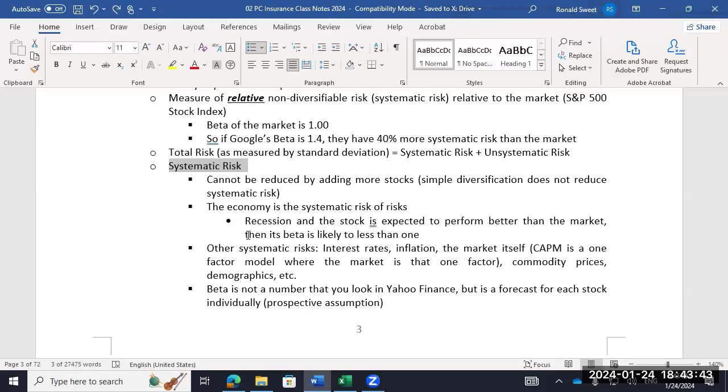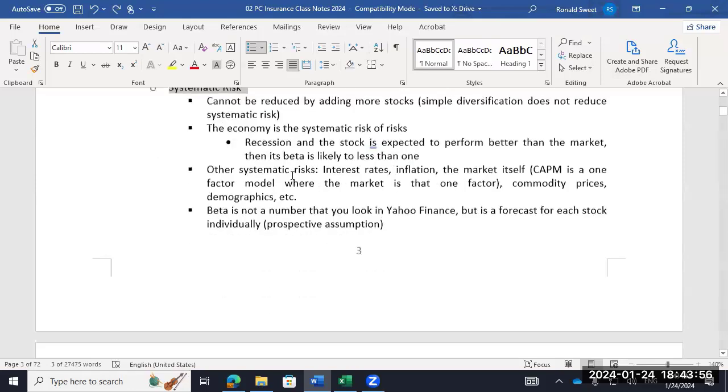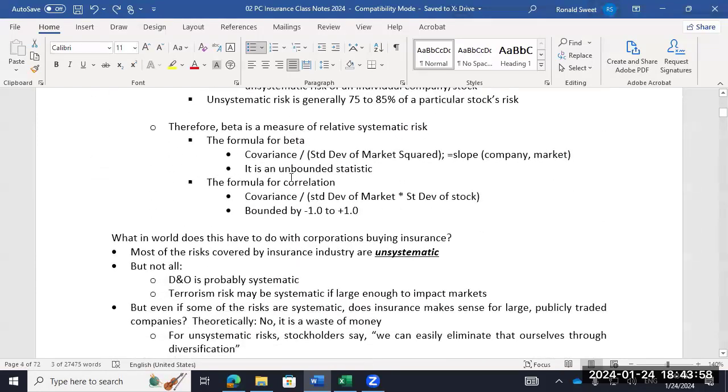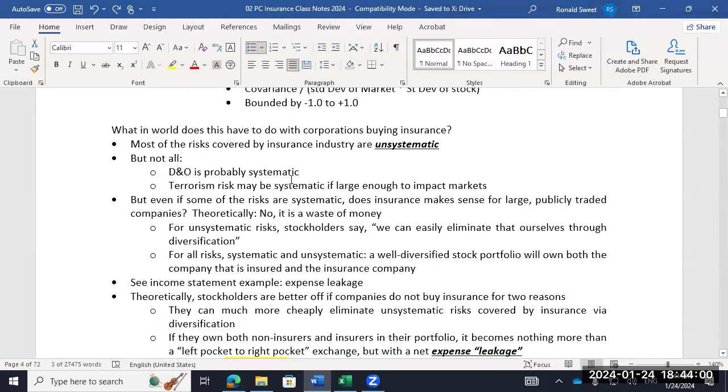Unsystematic risk, right? A building burning down, that'd be unsystematic. Hurricane, you know, some of it may not be. We'll talk about that. Directors and officers is a good example. Workers' comp is a good example. But for the most part, when companies buy insurance, they're buying it to cover unsystematic risk. So D&O, terrorism, maybe there's some that are related to markets. We're going to ignore those right now.